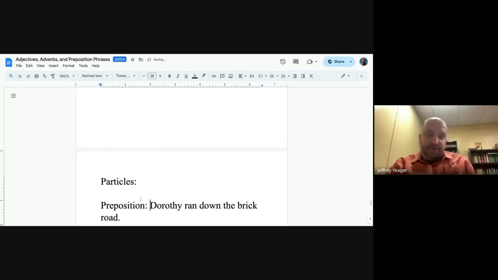Down is the preposition. Again, how's the preposition? Where can the cat go? Down the street. Right. Down is the preposition. So where does Dorothy run down? The brick road.